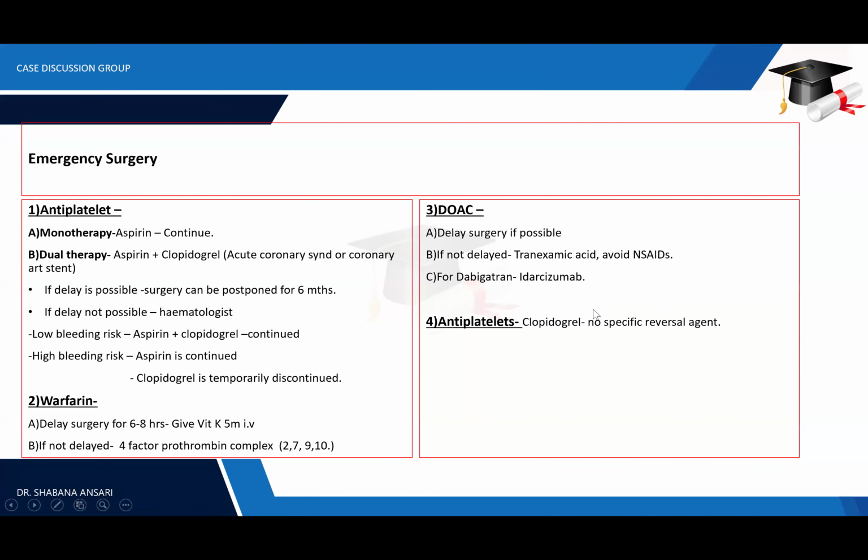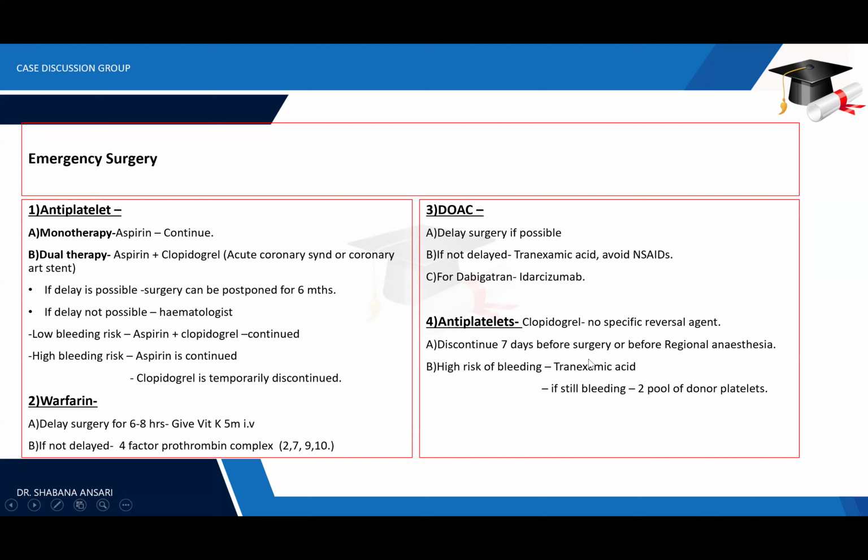Now we have clopidogrel. We know there are no specific reversal agents, but like you people said, we should discontinue it 7 days before the surgery or before regional anesthesia. If there is high risk of bleeding, we are going to give tranexamic acid. If after tranexamic acid there is still bleeding, then we will give 2 pools of donor platelets.